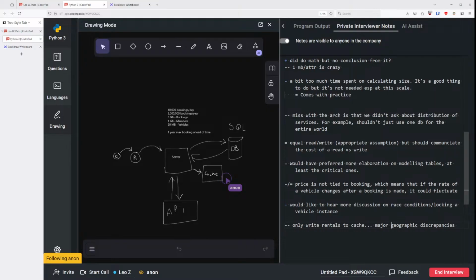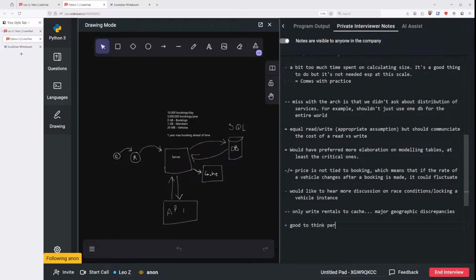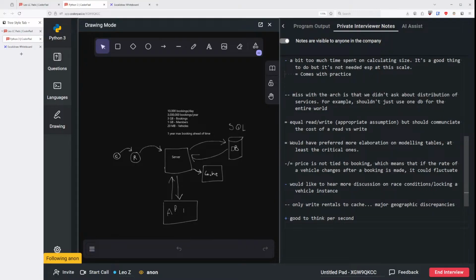Is there something for the throughput? If we're expecting 3 million bookings a year, that's about 10,000 bookings a day, so maybe we can think about what our throughput per second is. So we have 10,000 bookings a day. There's approximately 80,000 seconds in a day.